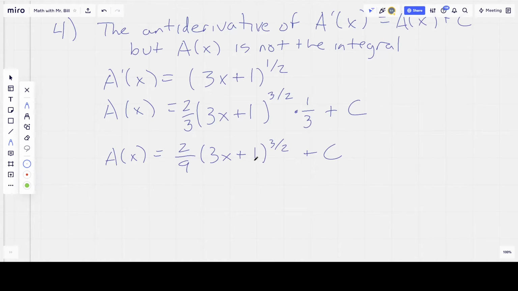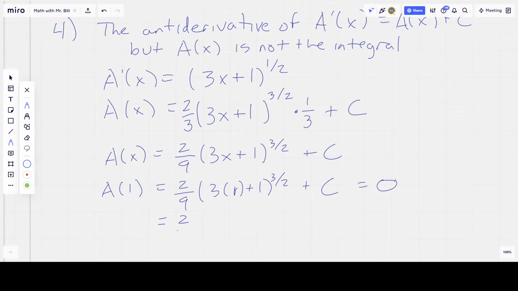Okay, so there's our new form for A of x. We've got to figure out what this c is, and that's what the A of 1 is good for. So A of 1 is going to be equal to the function here with 1 put in. So 3 times 1 plus 1 raised to the 3/2, plus c. And we also know that it's equal to 0, because that's what we said before, that A of 1 is equal to 0. So now we can evaluate this, and we can actually solve it for c.